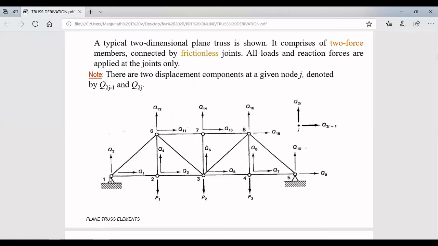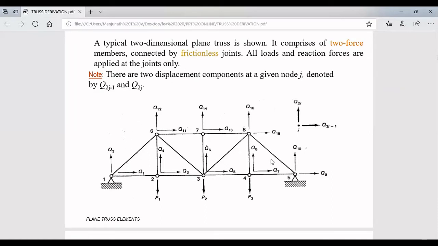At node number 1, there are 2 degrees of freedom and also 2 force vectors. Along the x and y directions, in the x direction the nodal displacement is Q1, in the y direction the nodal displacement is Q2. Similarly, at node number 2, Q3, Q4. At node number 3, Q5, Q6. At node number 4, Q7, Q8. At node number 5, Q9, Q10. Similarly, it goes on up to 8 nodes.